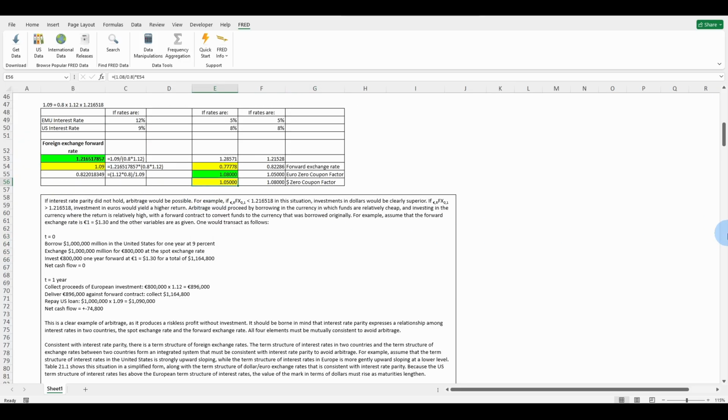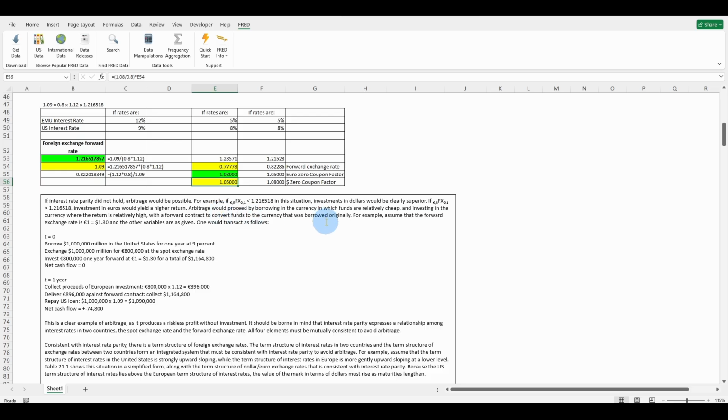If interest rate parity did not hold, arbitrage would be possible. For example, if the euro was less than 1.216518, in this situation, investments in dollars would be clearly superior. If the euro was greater than 1.216518, investment in euros would yield a higher return. Arbitrage would proceed by borrowing in the currency in which funds are relatively cheap and investing in the currency where the return is relatively high, with a forward contract to convert funds to the currency that was borrowed originally.